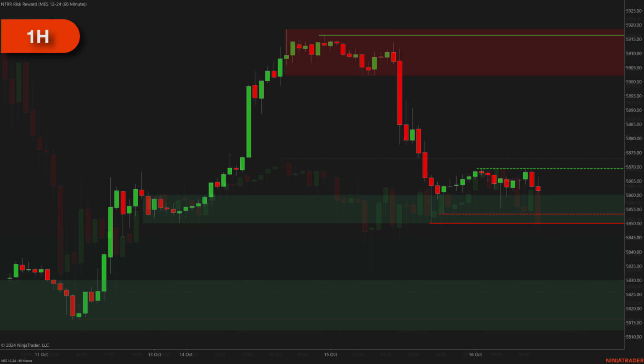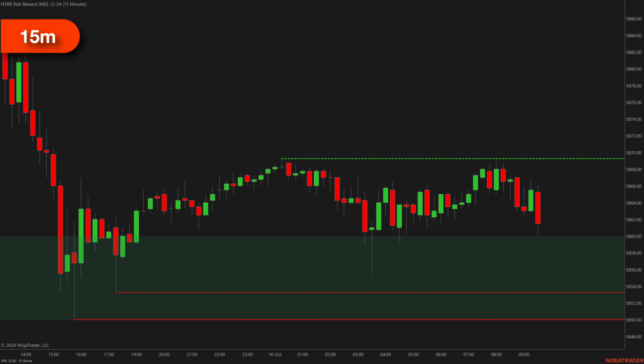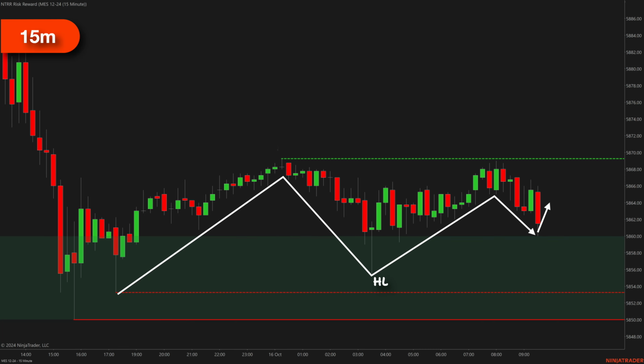Switching to the 15-minute chart. On the 15-minute chart, we refine our analysis and make key decisions about today's market direction. Here's what we focus on. Number 1, determining the market direction. We assess whether the market is in a bullish, bearish, or neutral phase based on the most recent price action. Currently, it is bullish.